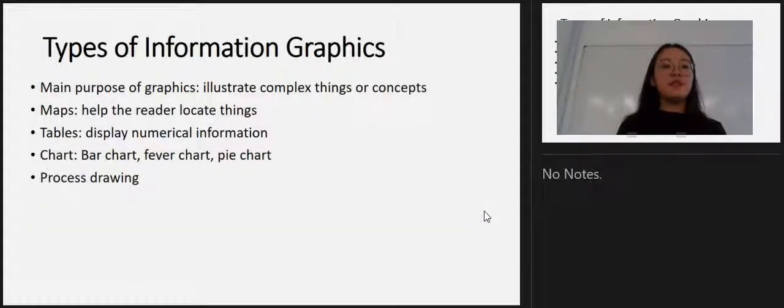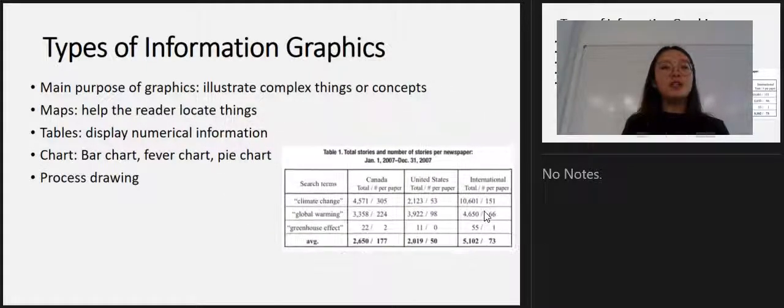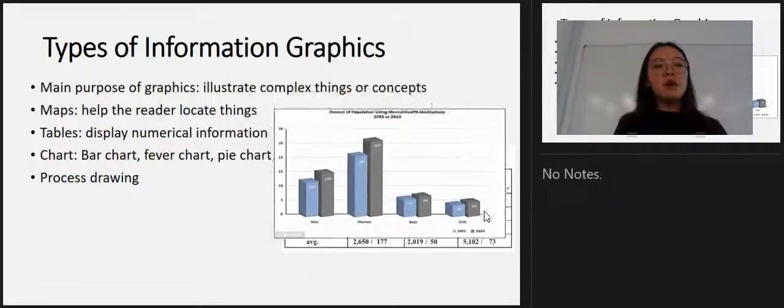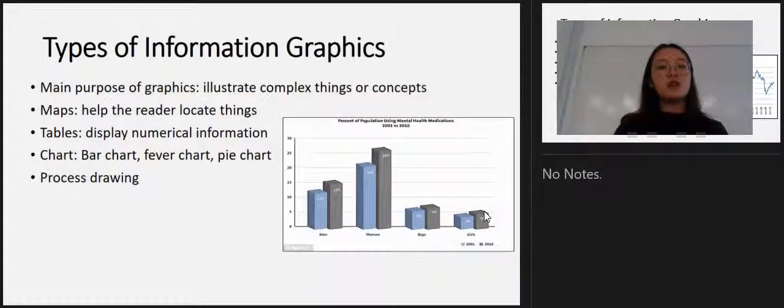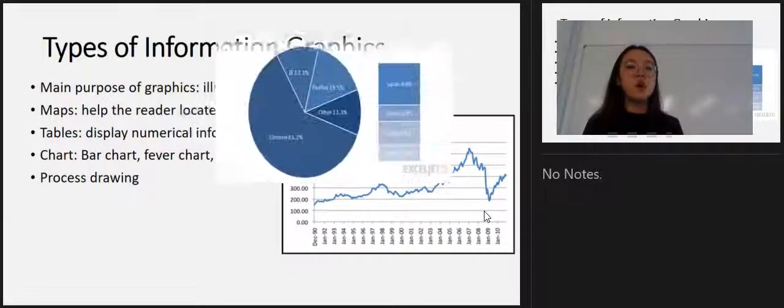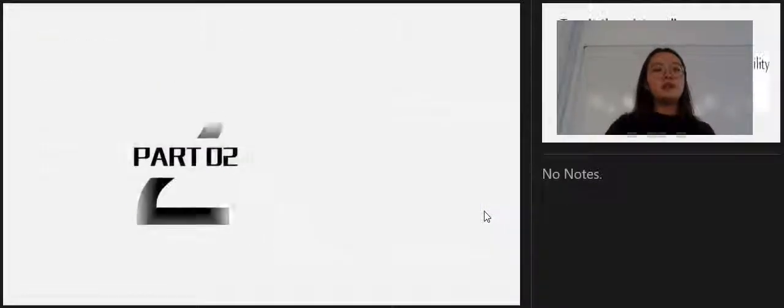The main purpose of graphics is to help the reader understand complex things or concepts, including information that may be extremely difficult or impossible to describe in words. This is a map. Maps help readers locate places with which they may not be familiar. Tables are used to graphically display numerical information, and bar charts help the reader visualize quantity, and line charts show quantity over time. Pie charts are used to show the division of the whole into components. Process drawings help readers visualize detailed plans.